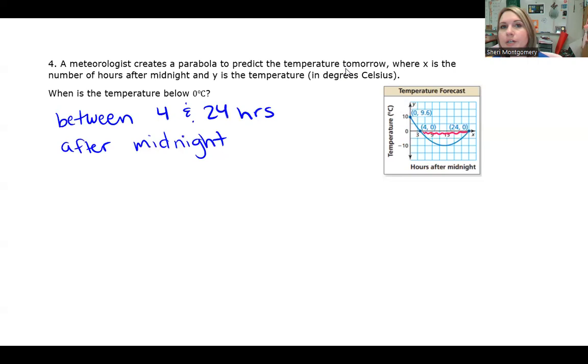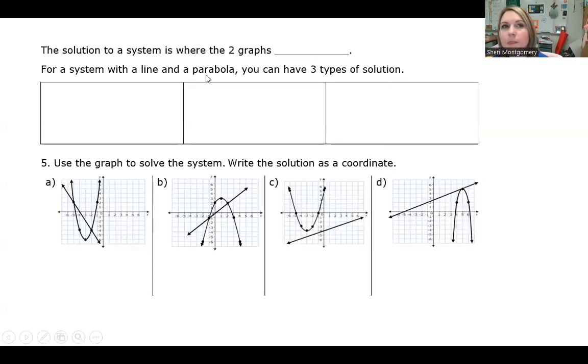All right, the last thing that we're going to talk about is systems. So the solution to a system is where the two graphs, anybody know this? Because we've already done systems before. Y'all even made posters. They're over there. They're pink and white. What do we look for if we're looking for a system of equations? What are we looking for? It's where they cross. So if it's two lines, we're just looking for that point of intersection.